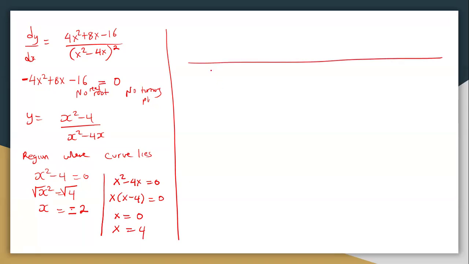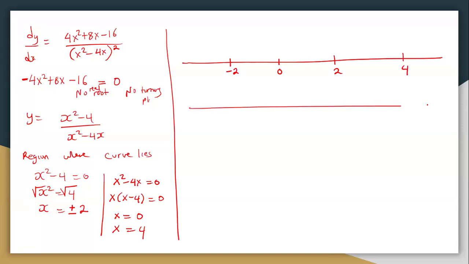Members, like I told you, first put this on a number line where you have your negative 2. Arrange them very well. You have 0, you have 2, and you have 4.